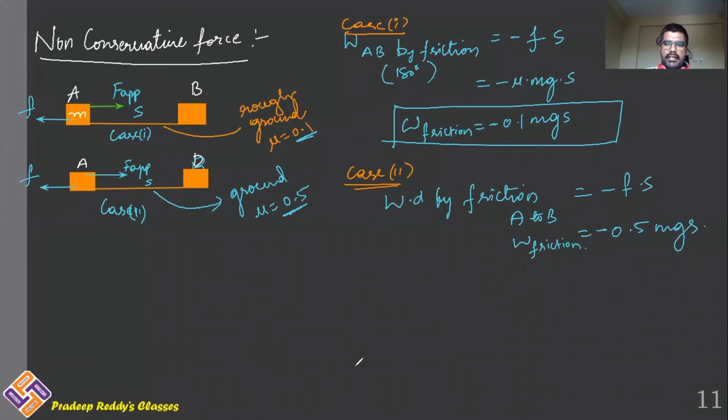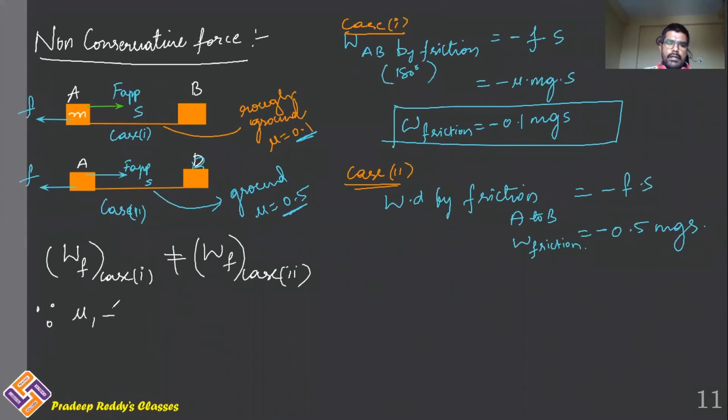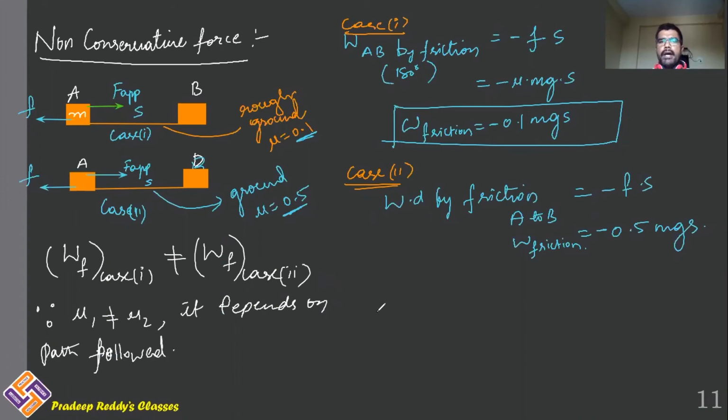Clearly you can mention here from these two figures, from these two activities you can learn, work done by the friction in case 1 is not equal to work done by the friction in case 2, because mu1 is not equal to mu2. It depends on path. It depends on path followed.